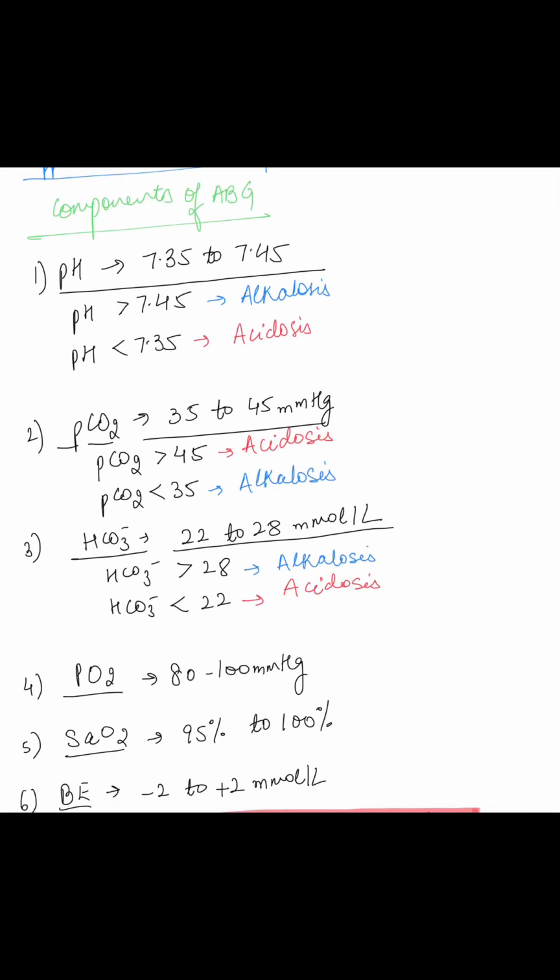We will start with ABG interpretation. First we'll start with the components of the ABG. So first is the pH. The pH normal range is 7.35 to 7.45. So pH less than 7.35 means acidosis, and pH more than 7.45 means alkalosis.